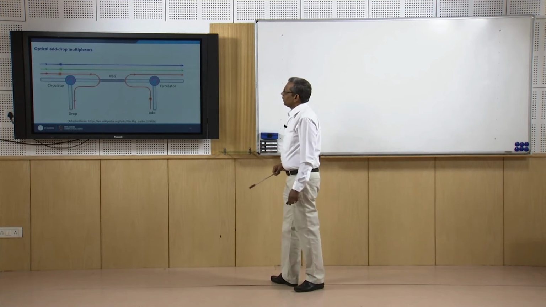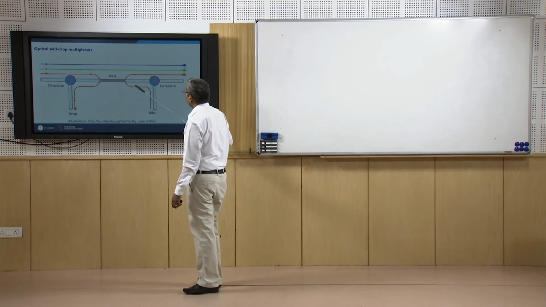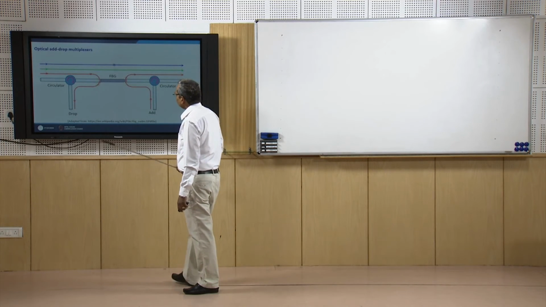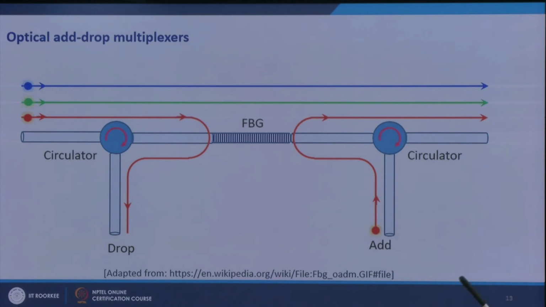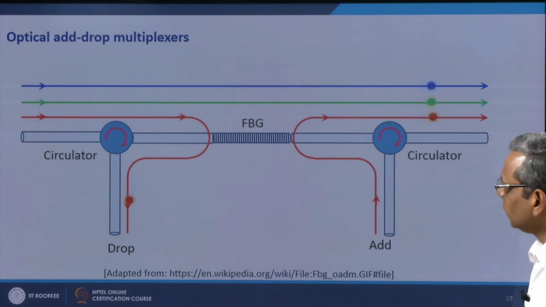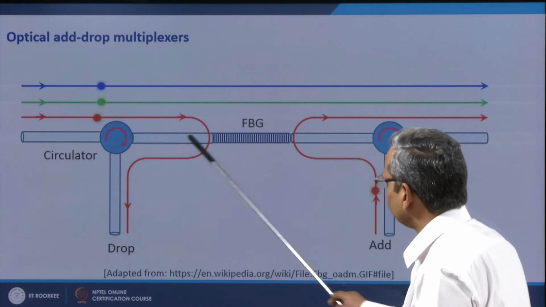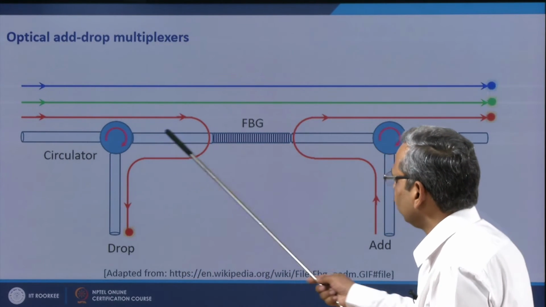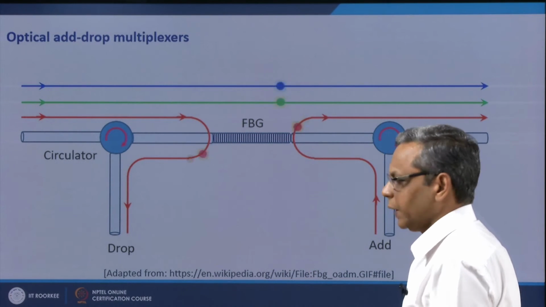So, let us look at optical add drop multiplexer. If I have a fiber and let us say several wavelengths are propagating in this fiber, and if I put an FBG in between, this FBG has resonance wavelength which corresponds to this red, then all the other wavelengths, let us say this blue and green, they will pass through if I incident these wavelengths from here. So, they will pass through, while the red wavelength will get reflected.